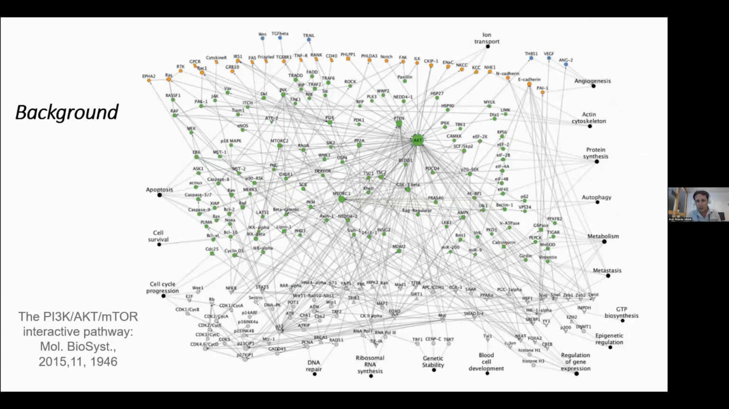Probably you can't see much in this picture. It is a big picture, but I would like to call your attention to the central role of the AKT protein in the signaling pathway of cancer. You can also see here some representative keywords, for instance, apoptosis, cell survival, cell cycle progression, DNA repair, metabolism, protein synthesis, and also metastasis.